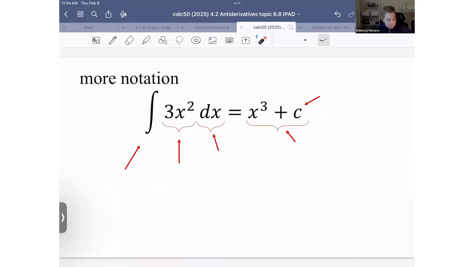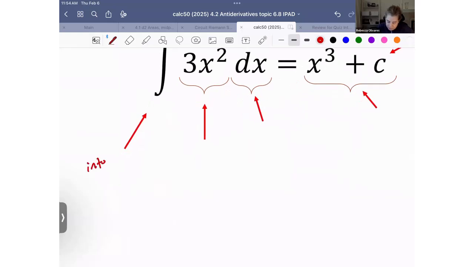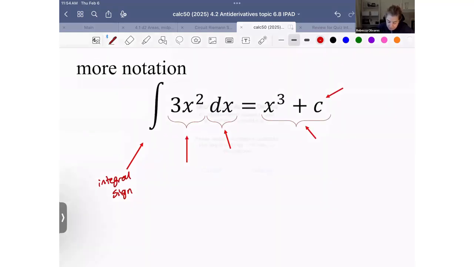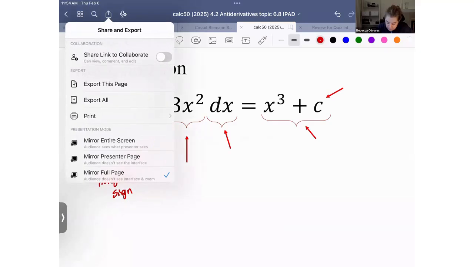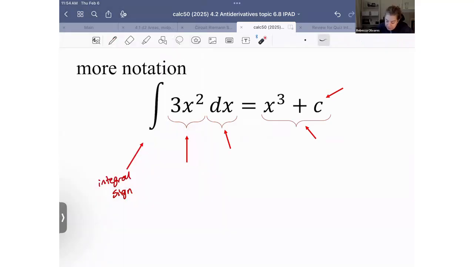Okay, so a little bit more about notation. As I said already, this little elongated S looking symbol is called the integral sign. And then this business here, the 3x squared, that is called your integrand. You don't really need to know that, but it's there. And then the dx part, that's called your differential.